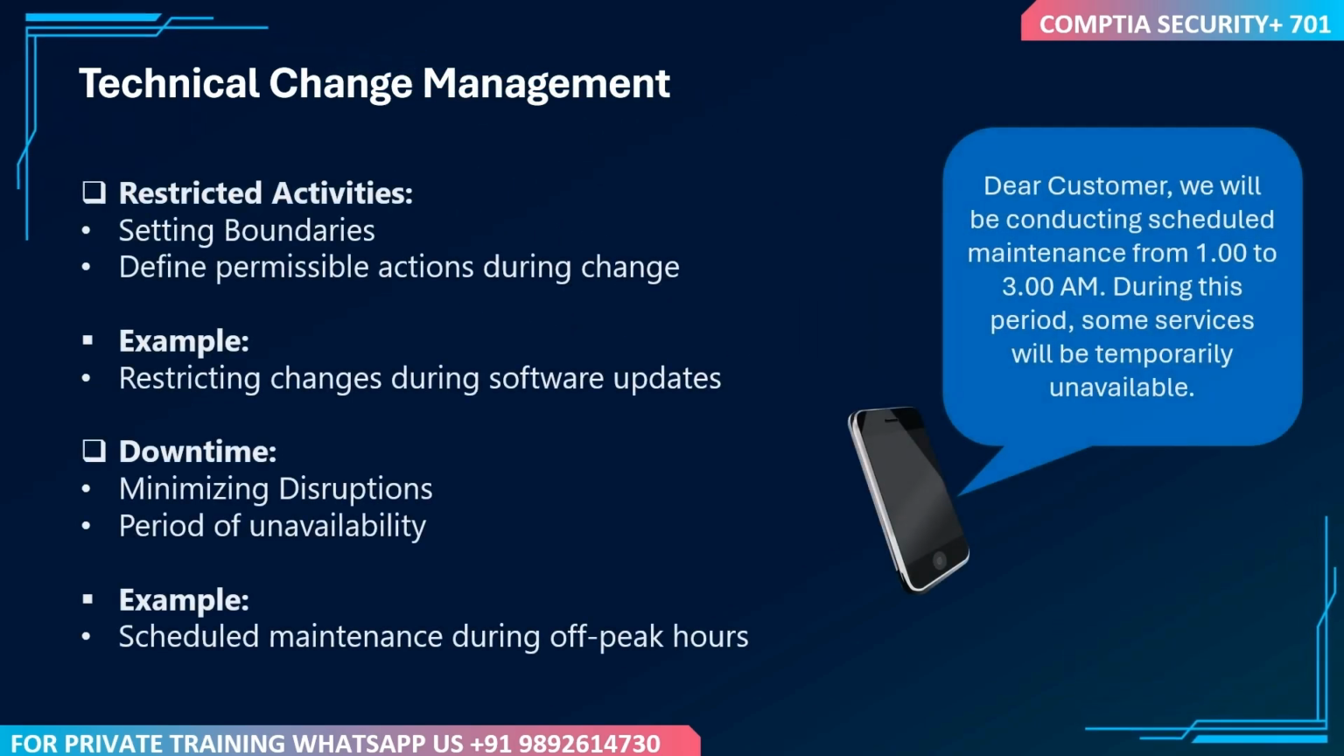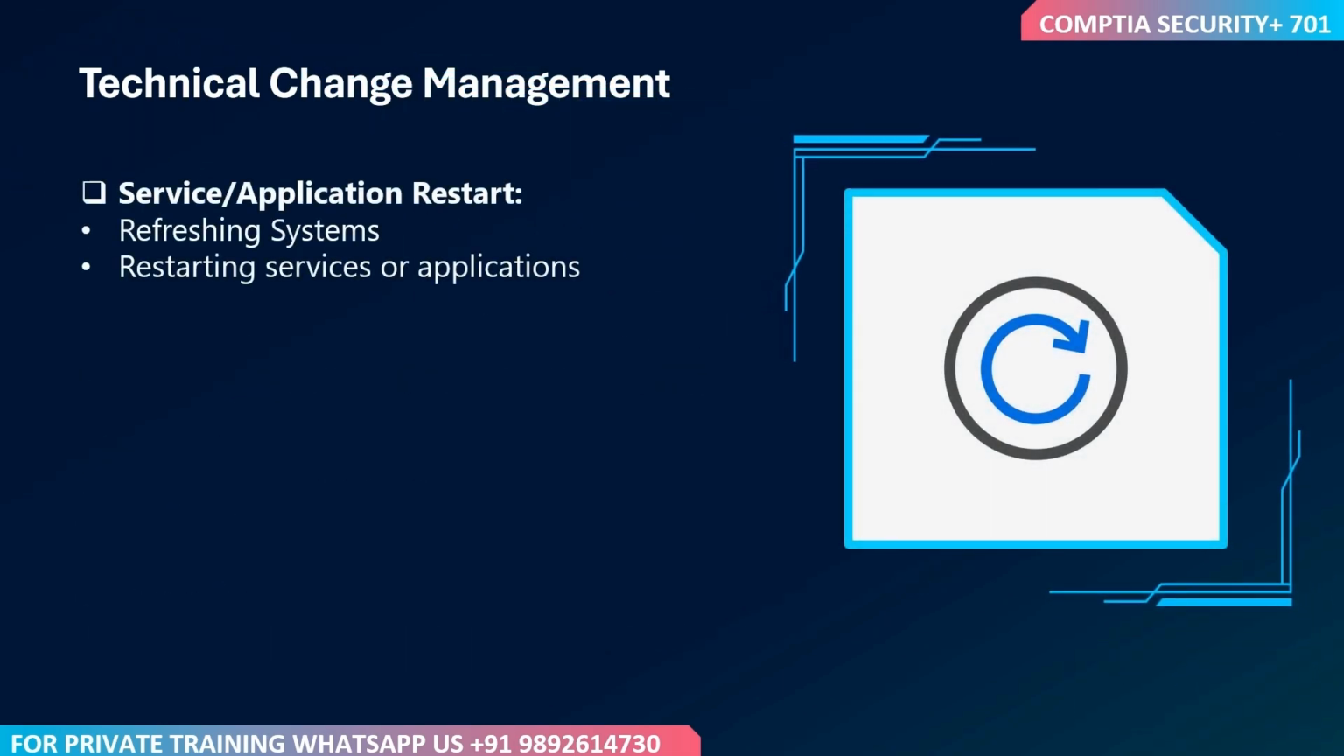Example, when a website undergoes maintenance to implement the changes or updates, it may need to be temporarily taken offline. However, by carefully planning the change and scheduling it during off-peak hours, the downtime can be minimized to reduce the impact on the users. Service restart, that is refreshing the system.